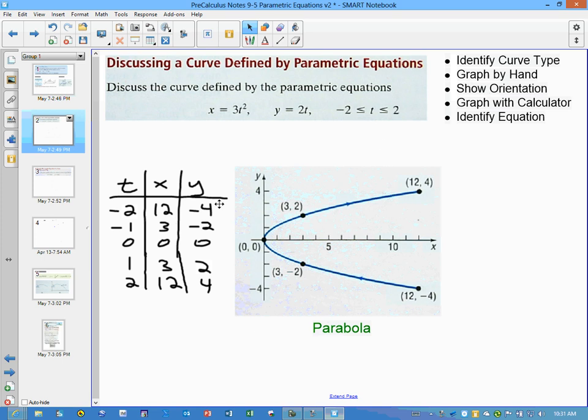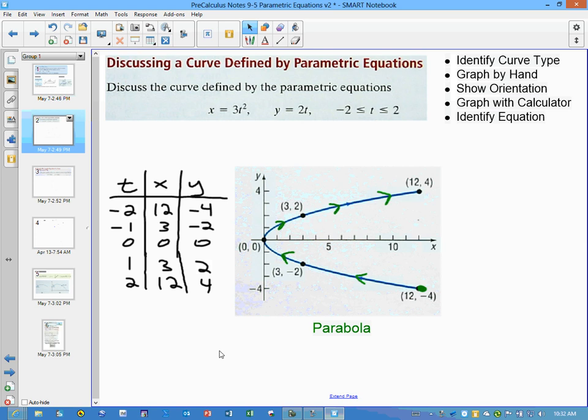Notice how we start at 12, -4, which is this point, and we end up at 12, 4, which is this point. So as time is flowing in the positive direction, this is the direction that we're moving along the curve. So to show the orientation, I need to simply add some arrows along the curve to show that is the direction of the movement.